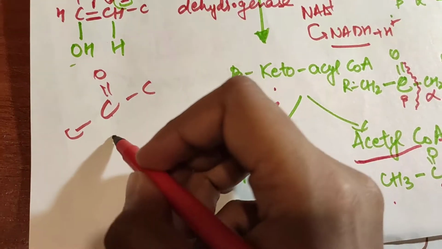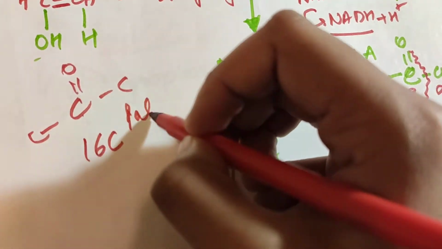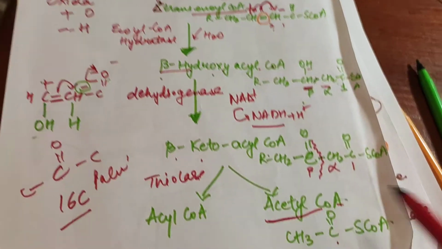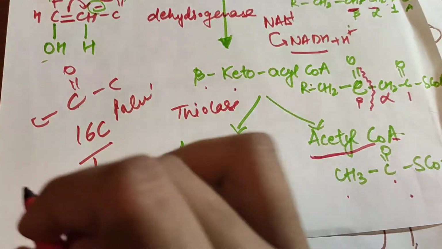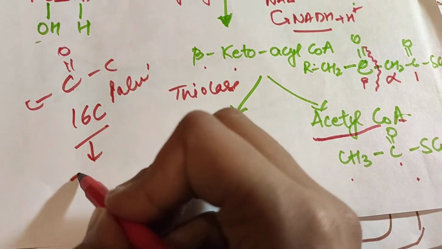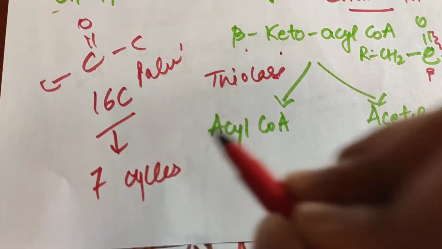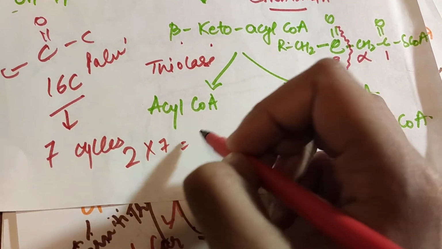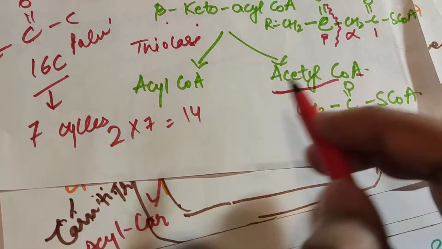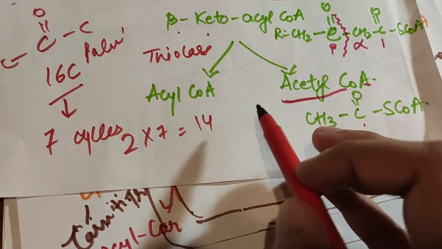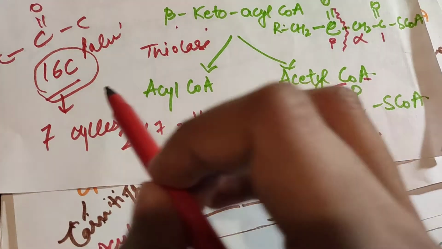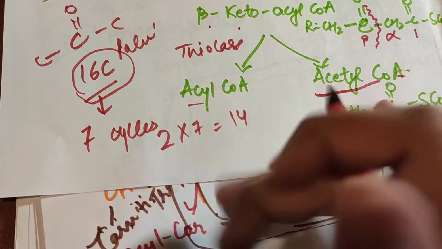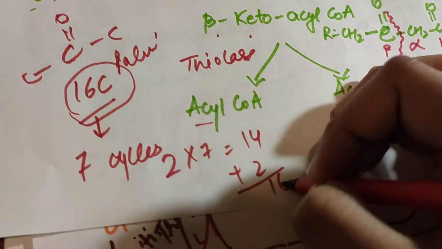Getting my point? Suppose there is palmitic acid. Palmitic acid is a 16 carbon compound. Now how many cycles will it repeat to convert? Listen, 7 cycles. I'll tell you. 7 cycles. 2 into 7 is 14. Okay, 2 into 7 is 14, but we have 16 carbon, but we know that at last here also there will be acetyl coenzyme. So plus 2, 16.